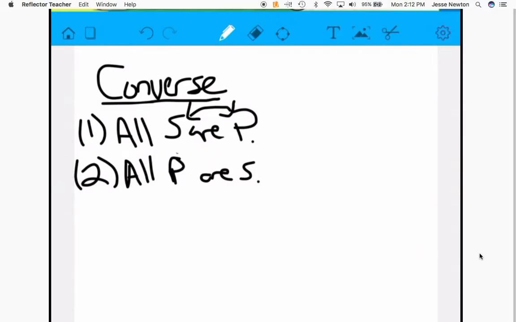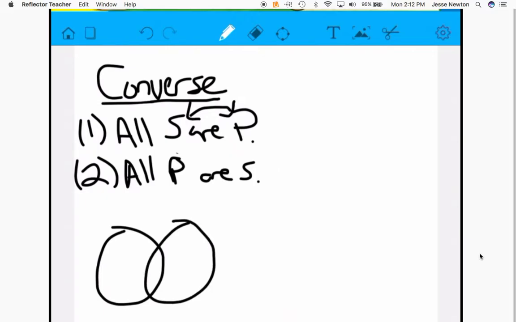Are these logically equivalent? Well, in order to figure this out, we can draw our Venn diagrams. 1, 2, 3, S and P. All right, and so hopefully you recall how we showed this a moment ago.